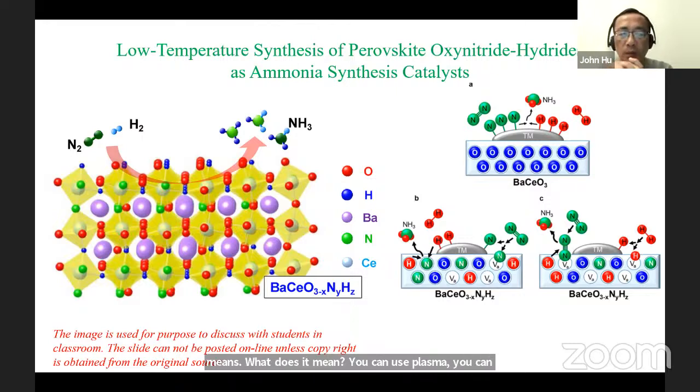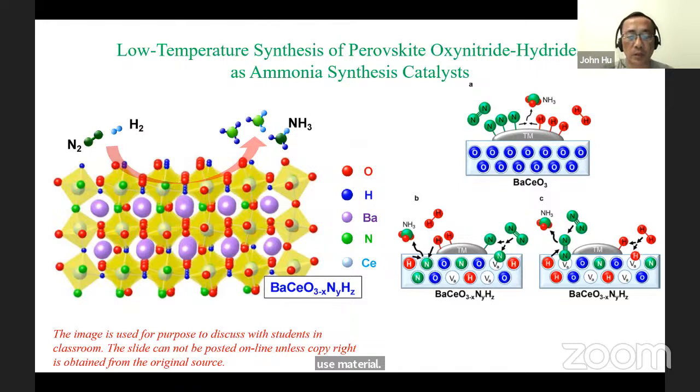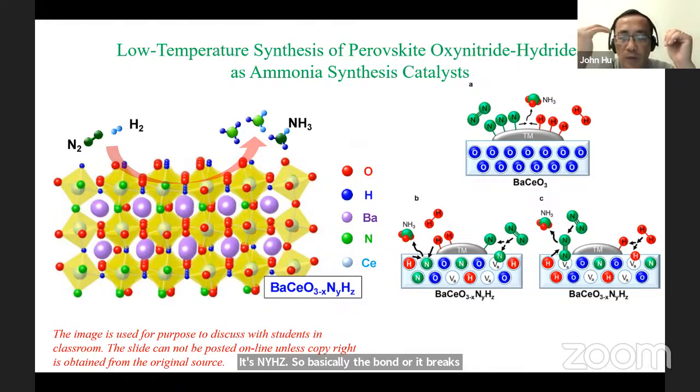So this is a good example. They develop this material, they call the barium zero oxide, and then the pre-reacted nitrogen and hydrogen make a mixture of nitride and hydride. Keep in mind, it's not N2H2 anymore. It's NYHZ. So basically, the bond already broke. The way they break the bond is they react with a solid Provost's guide.